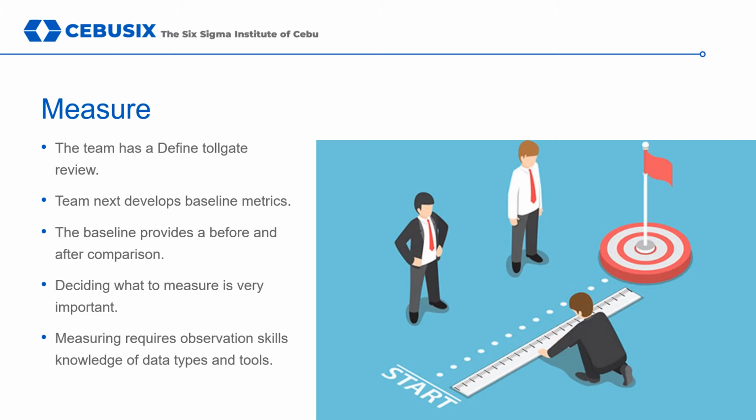Creating a baseline metric lets teams understand how a process should be measured and how the process is really performing before improvements begin. It also provides a comparison point so teams can show how much of an improvement they have brought to the project. A successful measure phase requires strong observational skills and understanding of the reasons behind the measure, knowledge of the data types, such as discrete and continuous, tools for measurement assessment, and a strong background in statistical analysis.